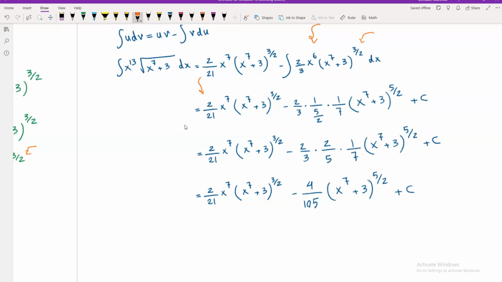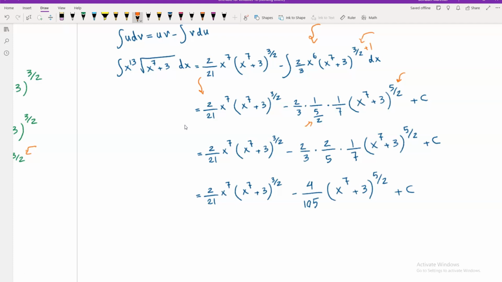So that is negative 2/3 times the power 3/2 plus 1. We're going to have 5/2. So use that power here and then multiply by 1/(5/2). So it's this one. Multiply by 1/7, and plus constant C.